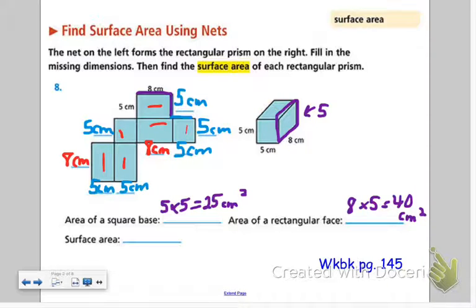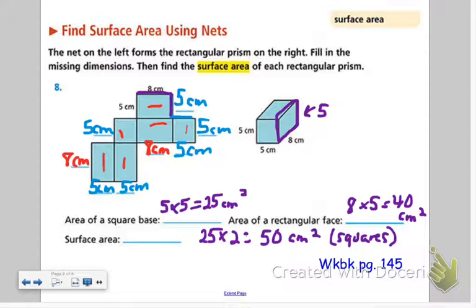Now I'm ready to find the surface area. I know that there are 2 square bases. So I'm going to have to do 25 times 2 because there are 2 square bases. I could also do 25 plus 25. So that means 50 square centimeters is just for the 2 square bases.